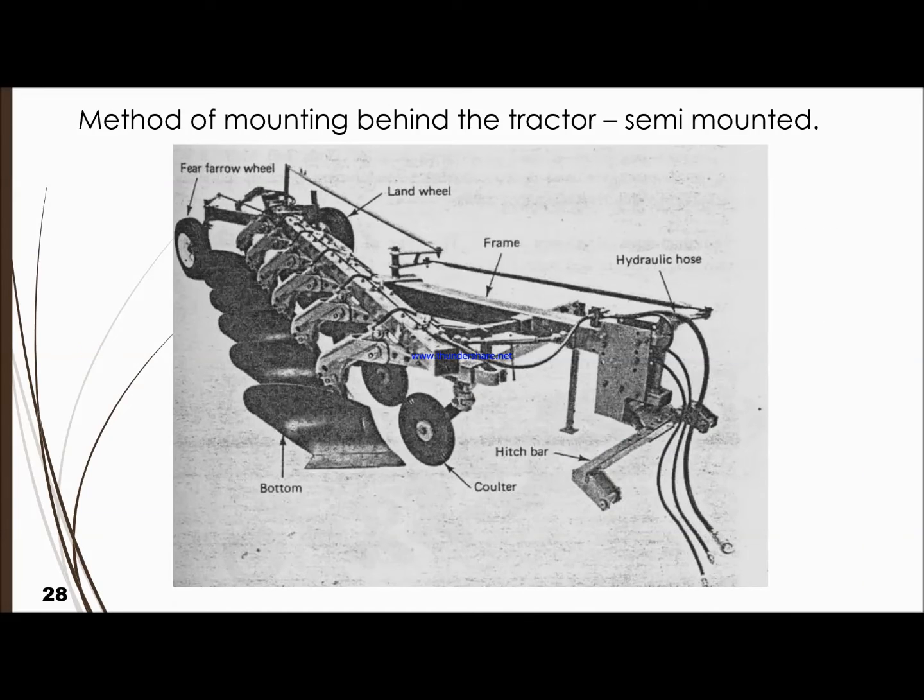Okay. So this is an example of the method of mounting behind the tractor. We call it semi-mounted. We have a wheel at the back. You can see the leather wheel, mainly for controlling the depth of operation. And other than that, we also have a hydraulic hose to control the direction of the cutting as well as the level. We utilize the pulling drawbar power as well as the 3-point linkage.